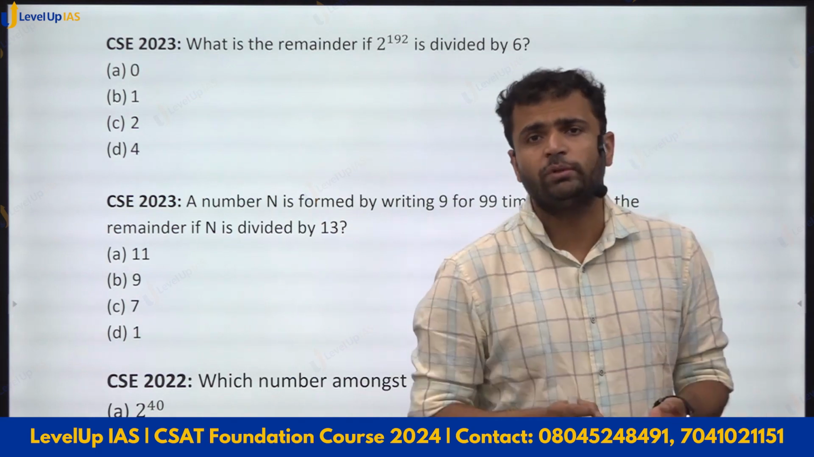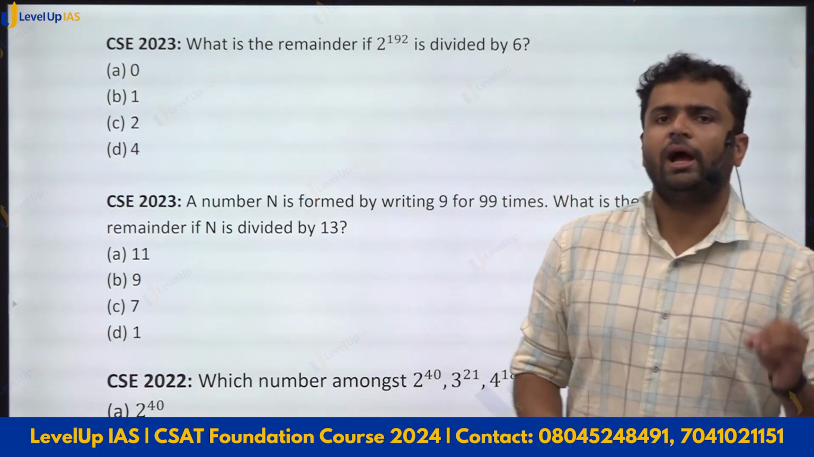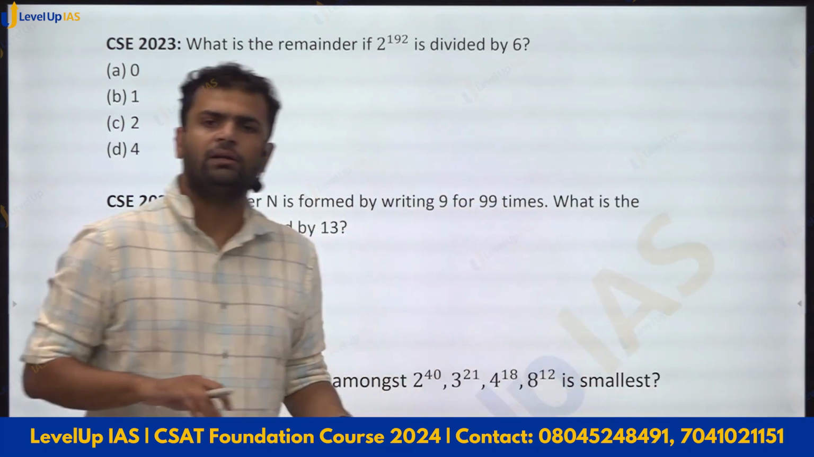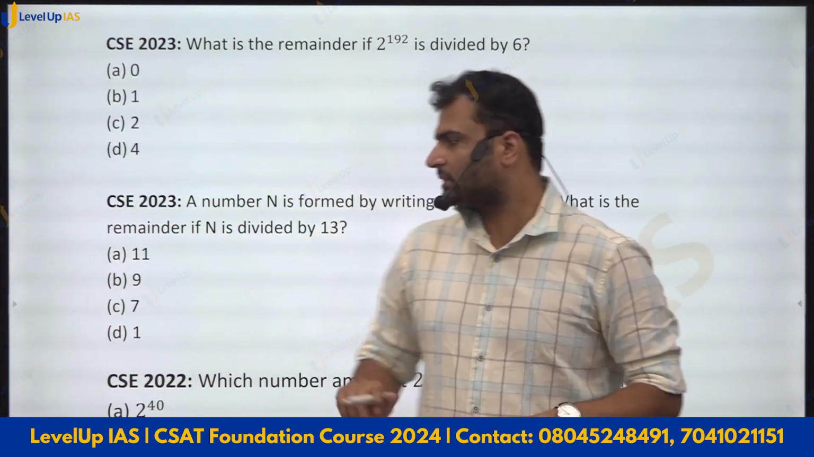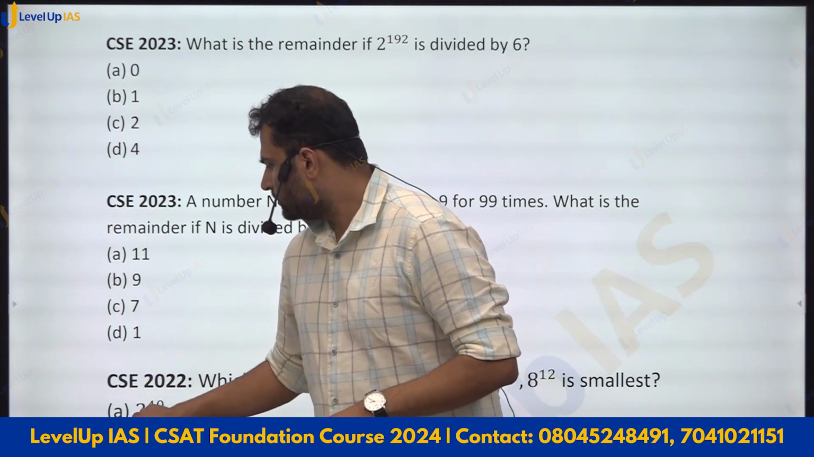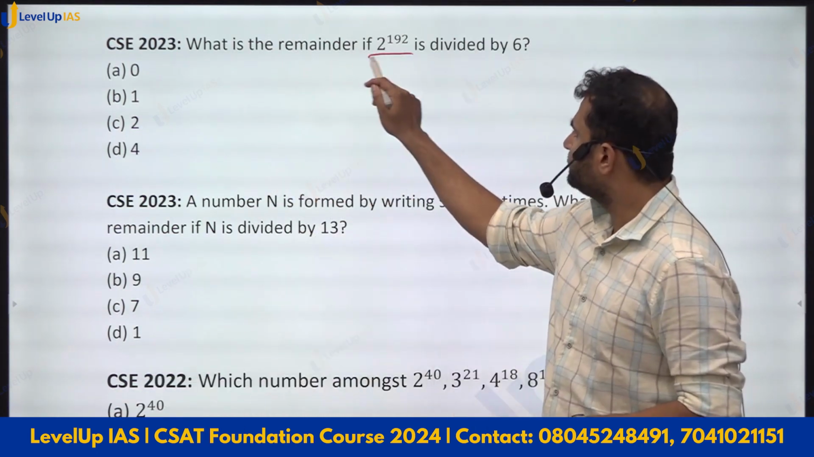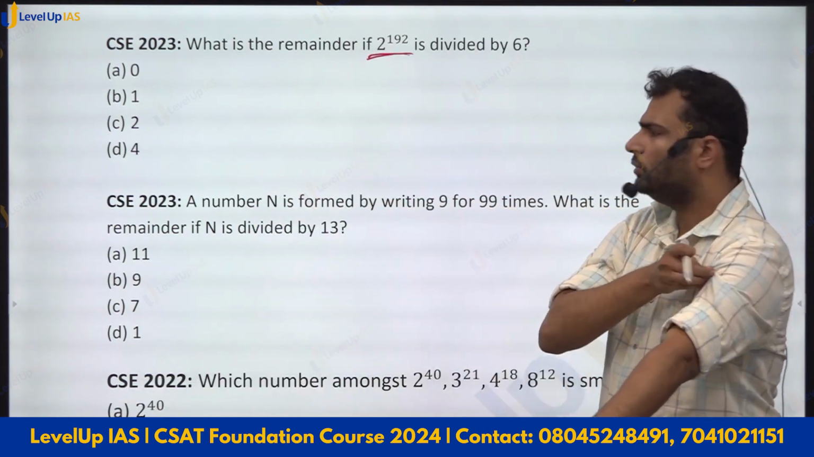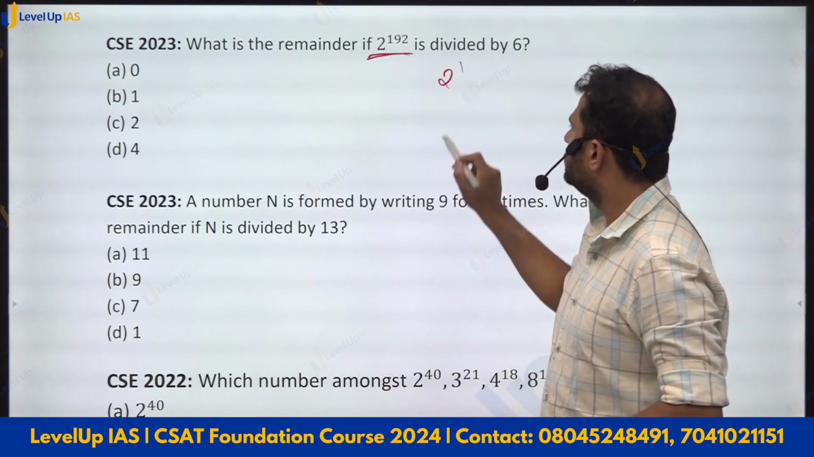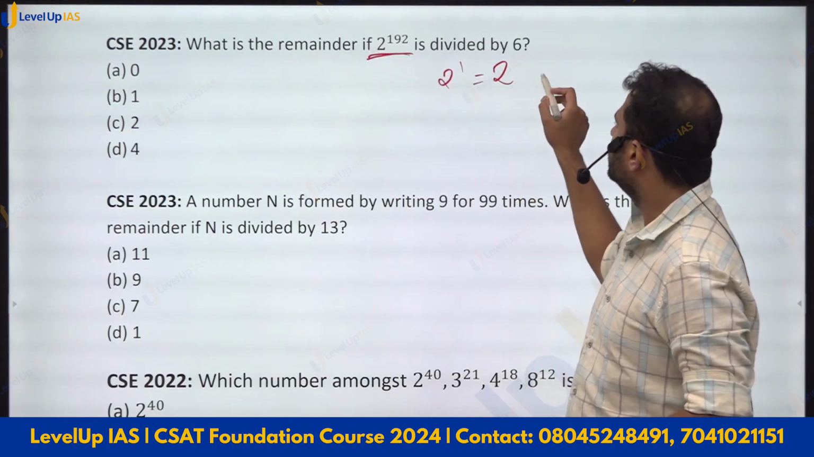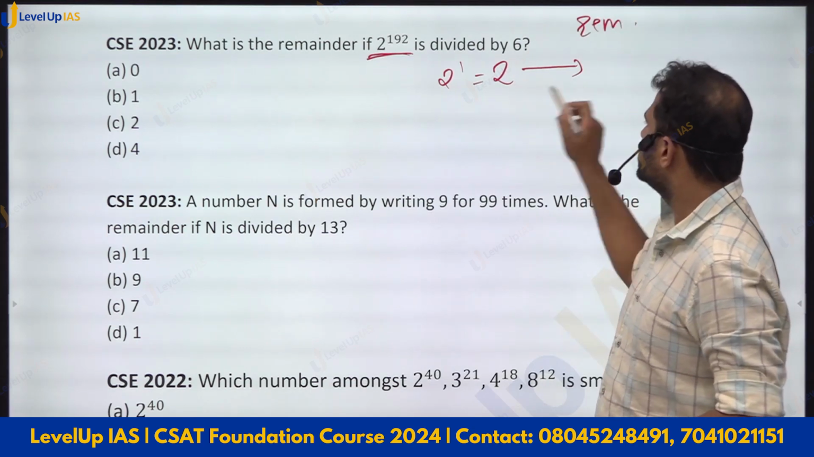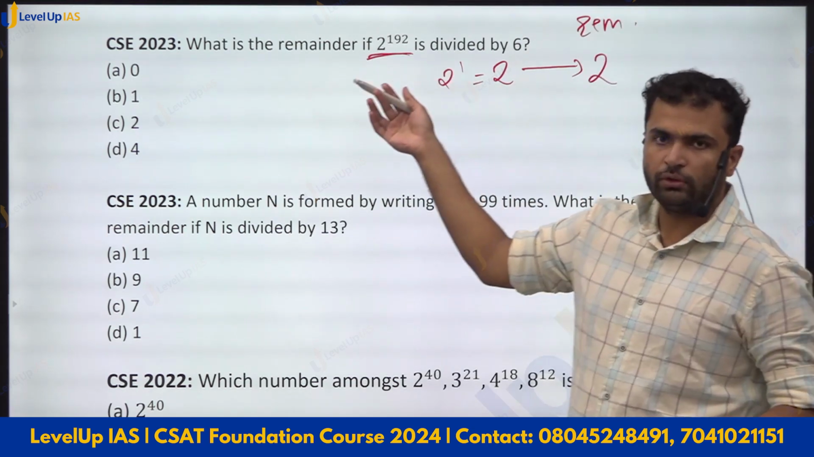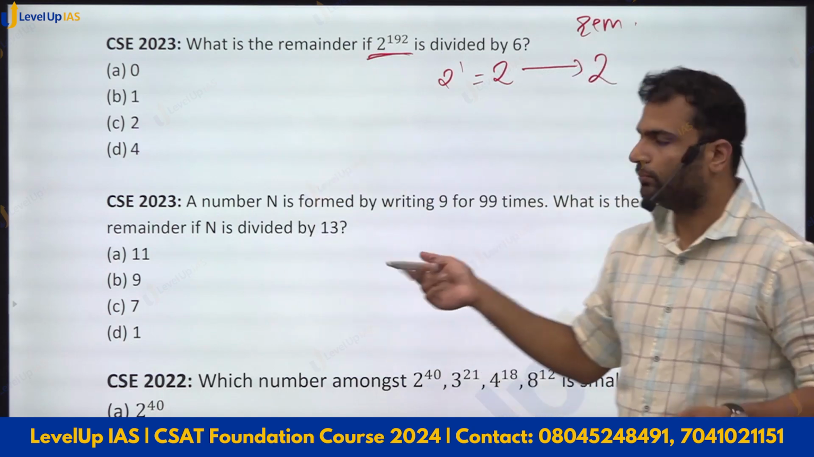So there has to be some pattern forming here. And how do we understand what kind of pattern? You take the first few values and the pattern will be apparent to you. We have to take powers of 2 here. Let us start with 2 raised to 1, which is 2. What is the remainder when we divide by 6? 2. That is 6 into 0 plus 2.